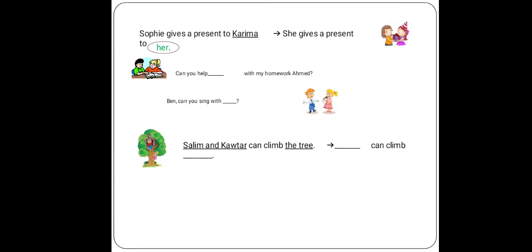Can you help with my homework, Ahmed? What do you think? Can you help? Right, me. Ben, can you sing with me? Salim and Kautar can climb the tree. So Salim and Kautar is the subject. The subject pronoun is they, and the tree is the object. The object pronoun is it.